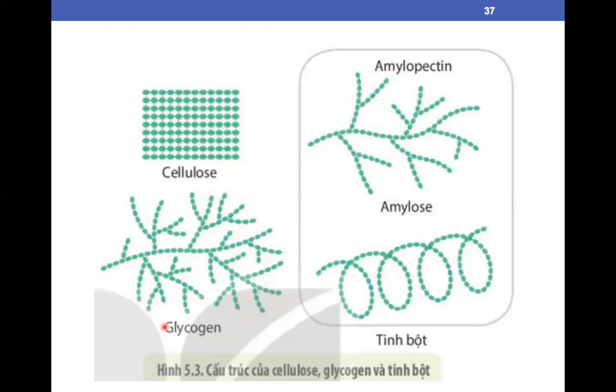Amylopectin, right? Amylopectin. I'm so sorry. Not amylose, amylopectin. So amylopectin up here. I just want you to appreciate that there are more branching points in glycogen, but the branches are shorter.